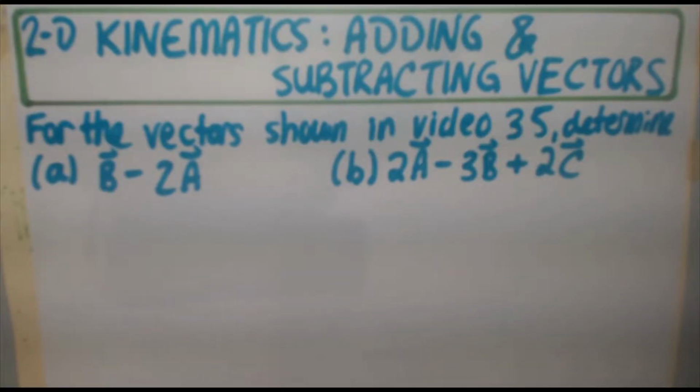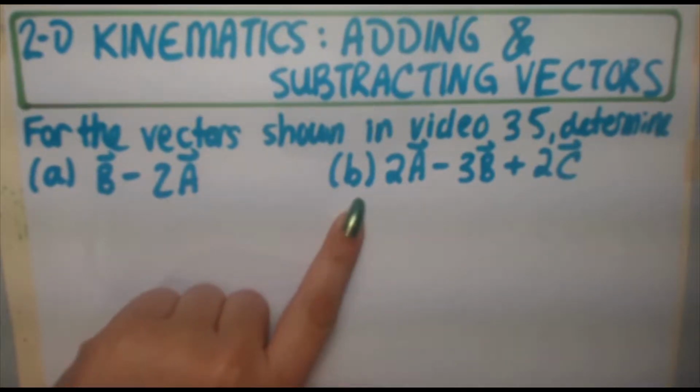Hey everyone, and welcome back to another two-dimensional kinematics problem, adding and subtracting vectors. Just like the previous video, this one also refers to vectors given in video number 35. For the vectors shown in video 35, determine (a) B minus 2A, and (b) 2A minus 3B plus 2C.